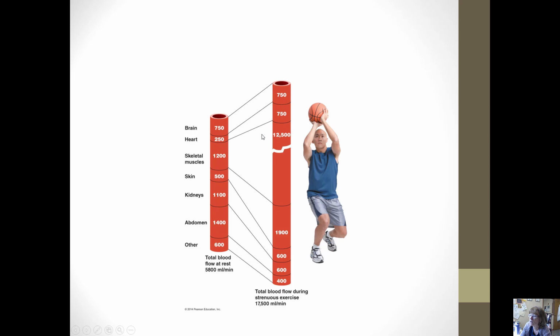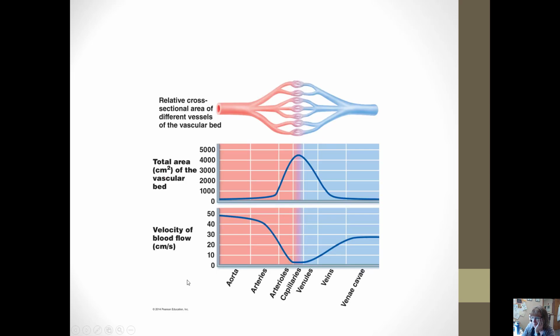Our heart will increase. Obviously, our skeletal muscle increases tenfold. Our skin will also increase because of our sweating. But we do not need to be making urine while we're strenuously exercising. That blood needs to stay out in our muscles. So we're going to shunt it away from our kidneys, and we're going to shunt it away from our abdominal organs, and then other places in our body. And so you can see where the blood goes.